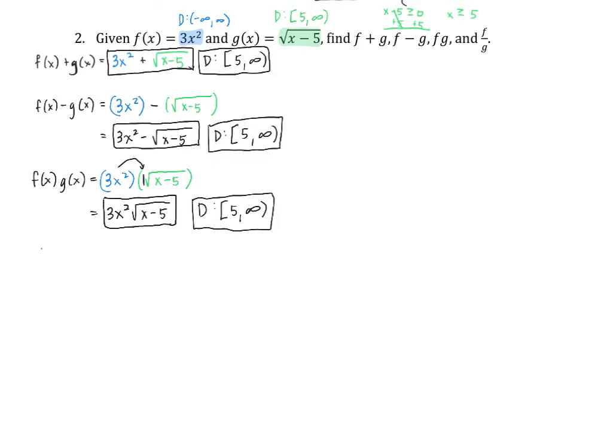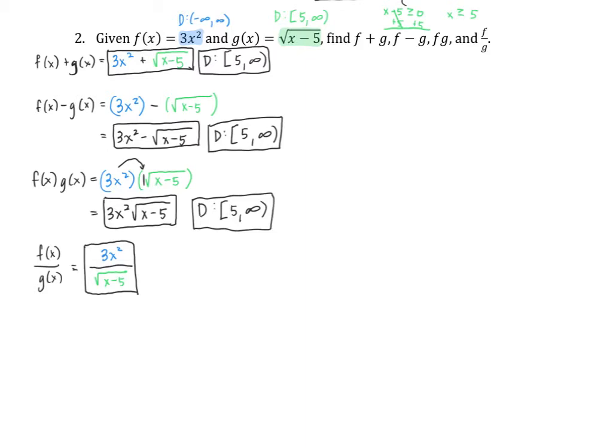Okay, so now let's do the quotient. F of x over g of x. So we are going to write f of x on the top. So 3x squared over g of x, which is the square root of x minus 5. Okay, now this one is a little tricky when you're finding the domain. So first of all, you cannot do anything to simplify this fraction. You could rationalize the denominator if you wanted to.